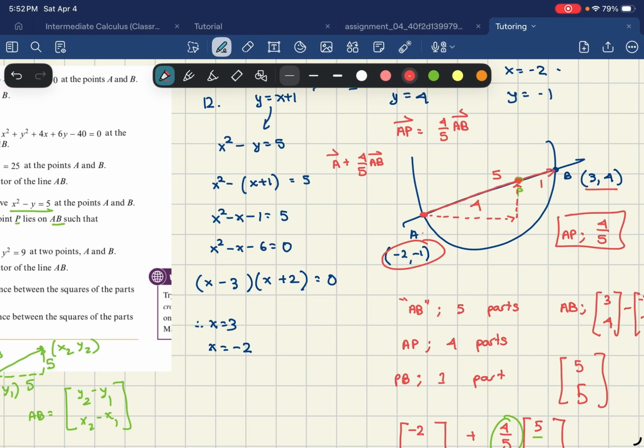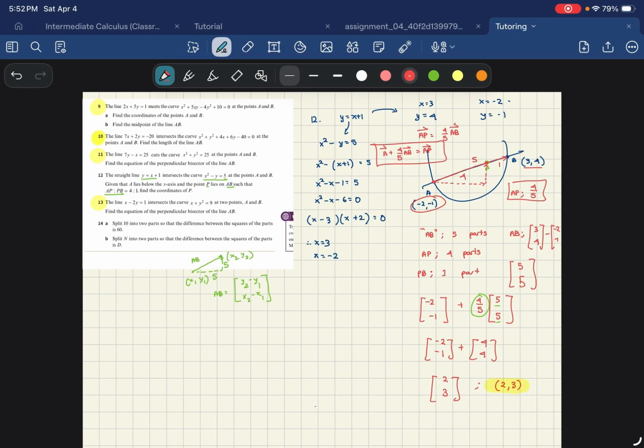So you start from your A vector, whatever it is, you travel 4/5 along your AB vector, you get to your AP vector. And that is the equation that we used to solve the question. And we got 2 comma 3. And that should be your final answer. 2 comma 3. And yeah, that is it.